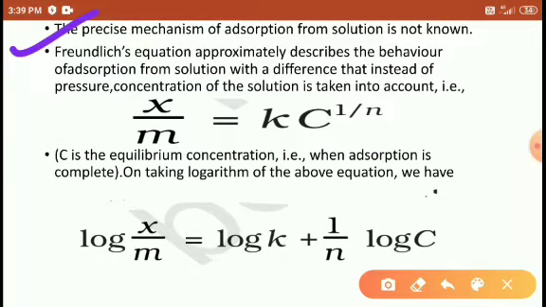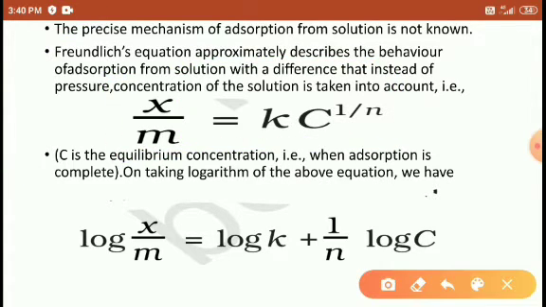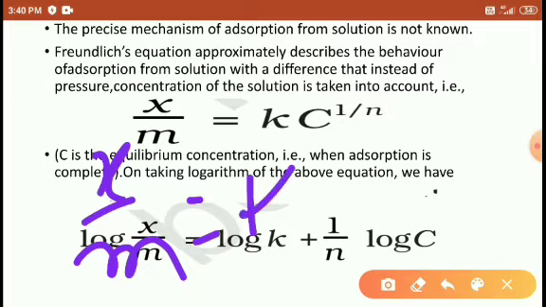The mechanism of adsorption from solution is not known. Freundlich compared the relationship between the adsorption and the concentration. Here adsorption is directly proportional to the concentration, so x by m is proportional to k into c to the power n. So last time we had discussed, students, x by m equals k c to the power n.